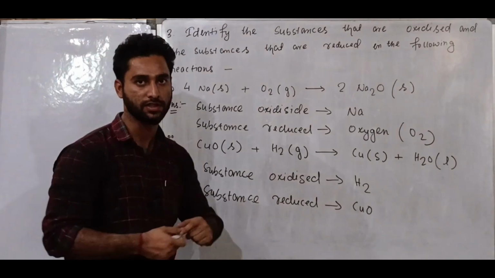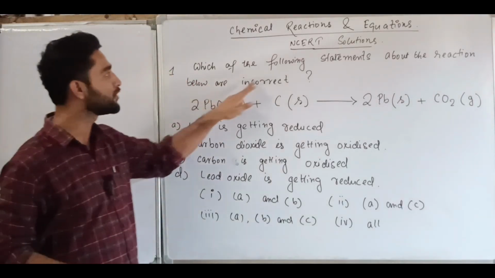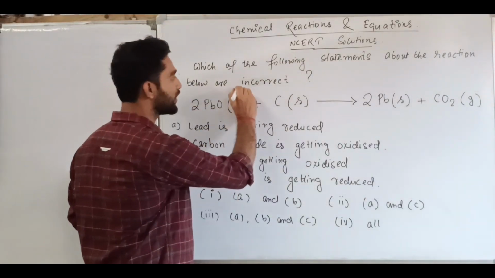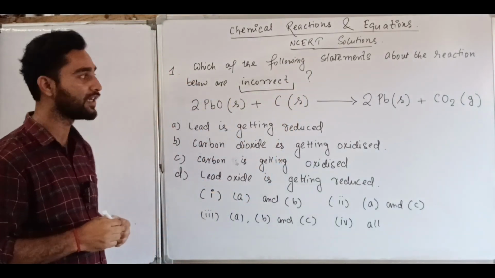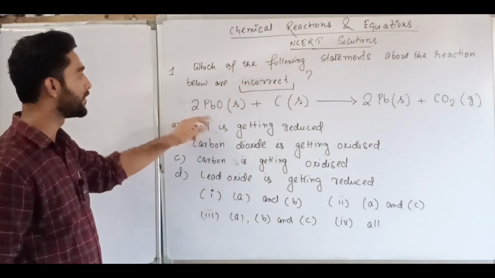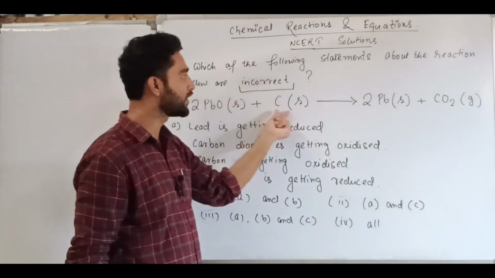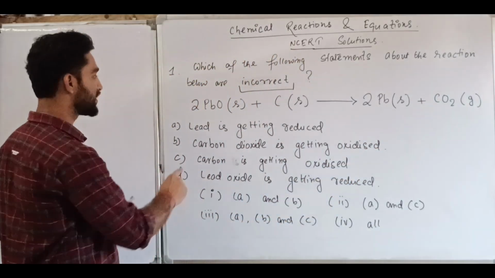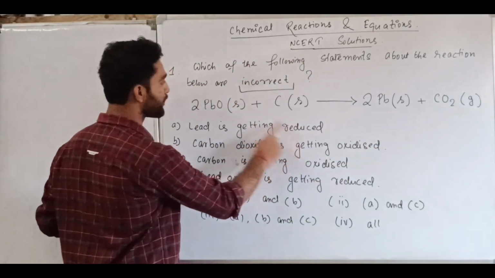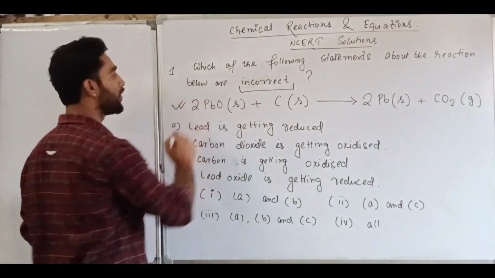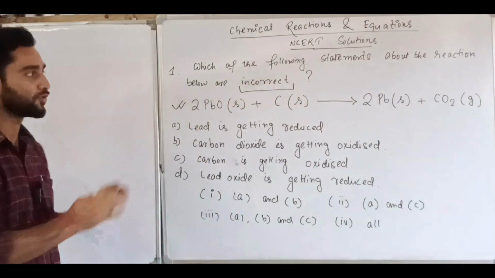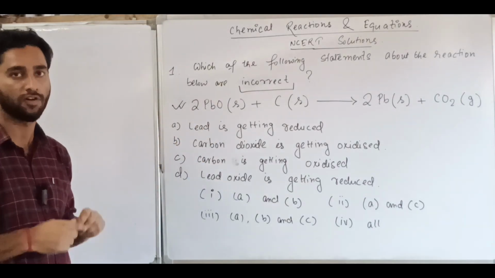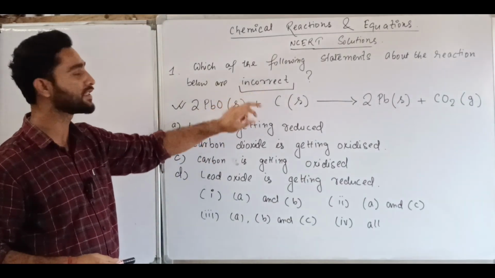So the first question is, which of the following statements about the reaction below are incorrect? We have to find out the incorrect statement or the incorrect option. This is the reaction given: lead oxide reacts with carbon, and they form lead and carbon dioxide. So this is an example of an oxidation and reduction reaction. We have to find out which substances are getting reduced and which are getting oxidized, and find the incorrect statement.